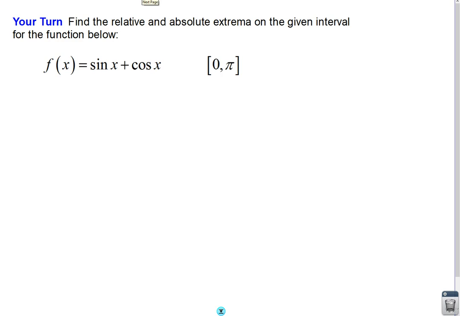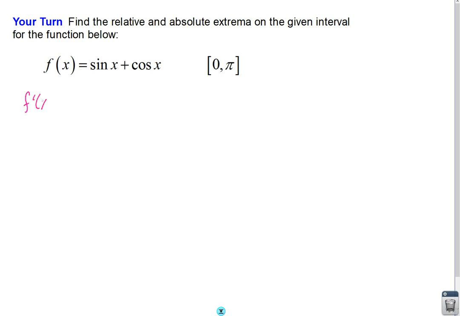Okay? Same idea, but we want relative and absolute extrema. Again, pause the video, give it a try on your own, come back, check your answers, see what you got here. So, welcome back, assuming you paused it.